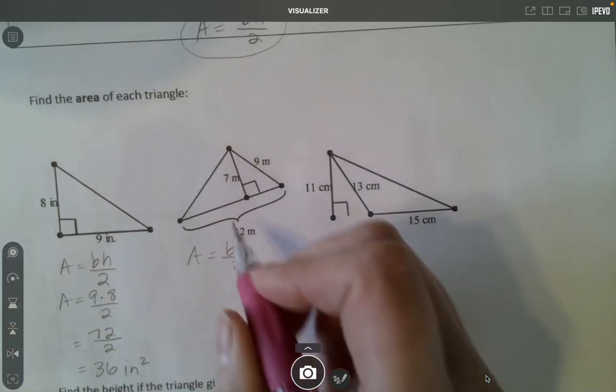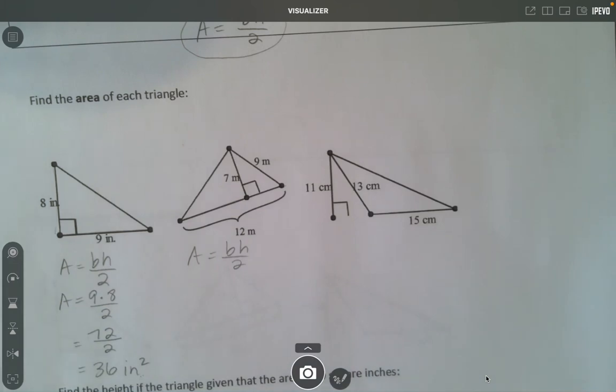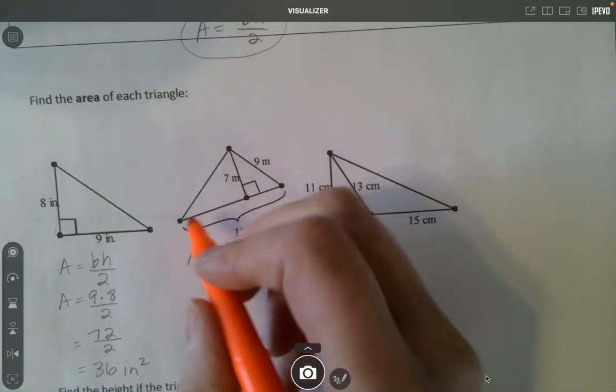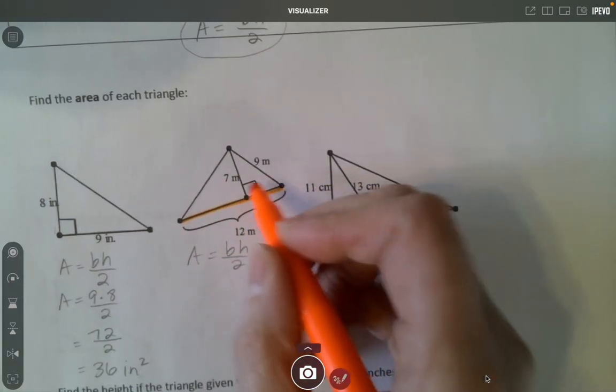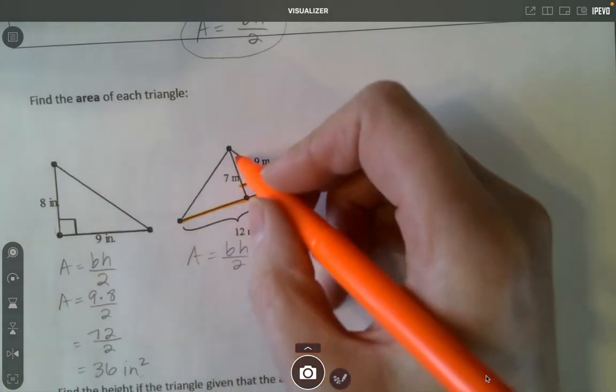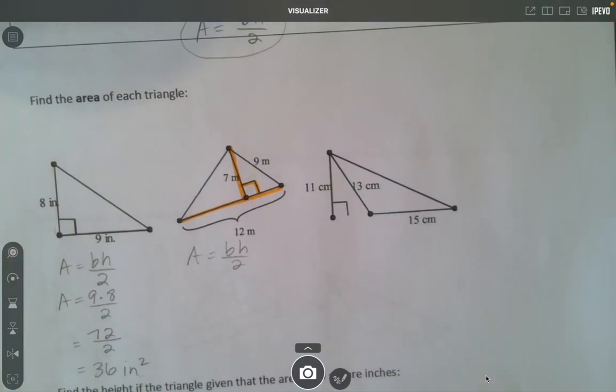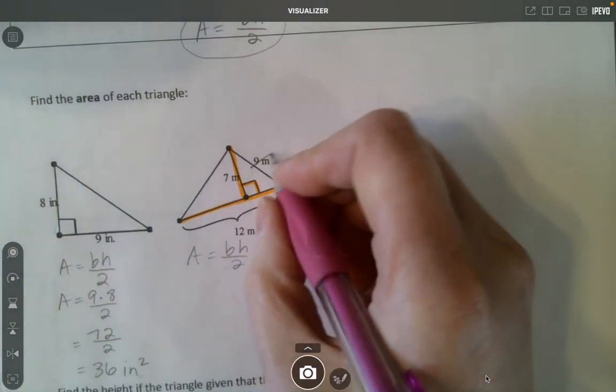So on this one, my base is the 12, and they give me three different numbers. So let's see if we can use those clues from what we did earlier. Here's my base. Here's my right angle. The one that's connecting to my base by that right angle, the height is going to be 7. The 9 is like my distractor number that I don't need to use.